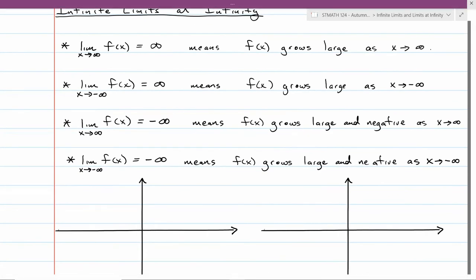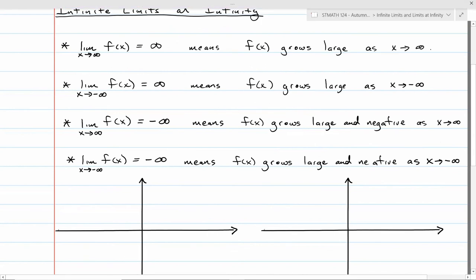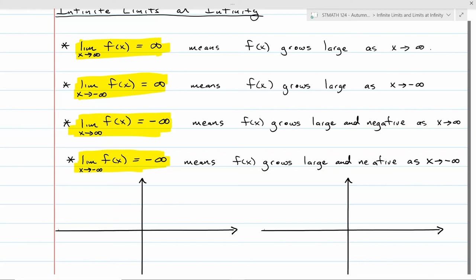So there are four different varieties of these things that can happen. If you have the limit as x goes to infinity of f of x equals infinity, that means that as you move to the far right-hand side of the graph of f, the function's growing without bound. And the second one, the limit as x goes to negative infinity of f of x equals infinity, means that as you move out to the left side of the graph, the function's going way up. The third one, the limit as x goes to infinity of f of x equals negative infinity, means that as you move to the far right side of the graph, the function's going way down. And lastly, the limit as x goes to negative infinity of f of x equals negative infinity means that as you move out to the far left-hand side of the graph, it's going down.